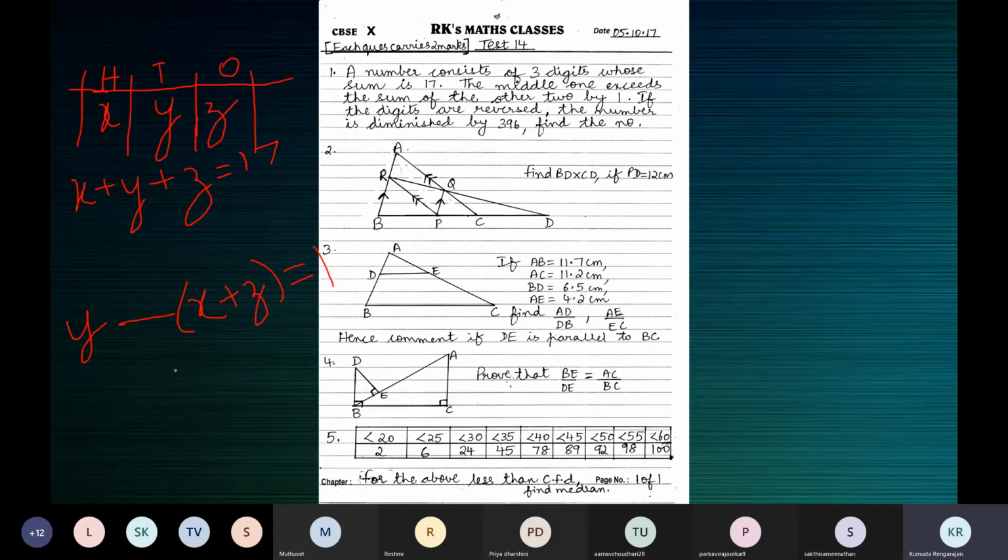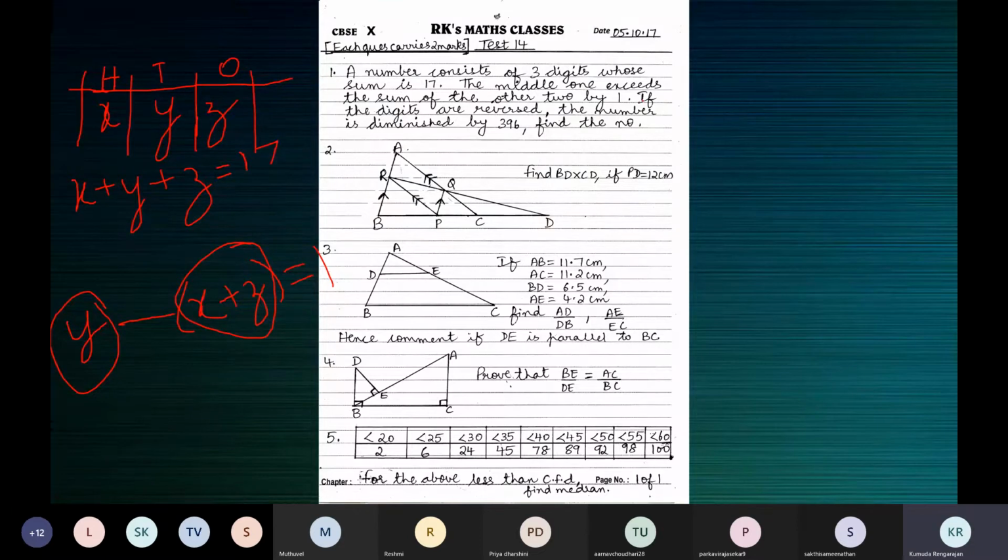So this is the other equation. See it. The middle one exceeds the sum of the other two by 1. That means the difference is 1. The difference between which two quantities? The middle one and the sum of the other two. This is the middle one. This is the sum of the other two. This one exceeds this one. That means this minus this is equal to 1.